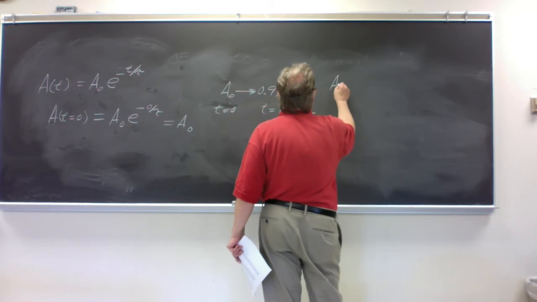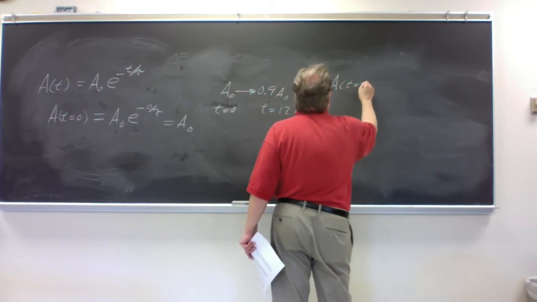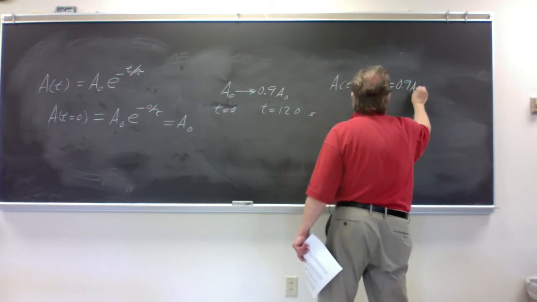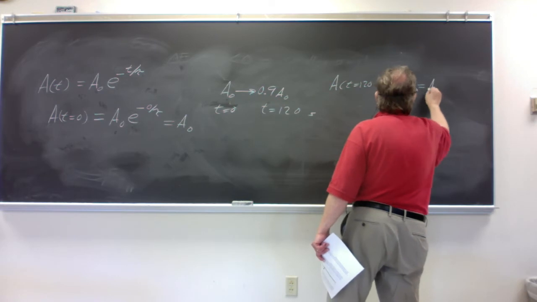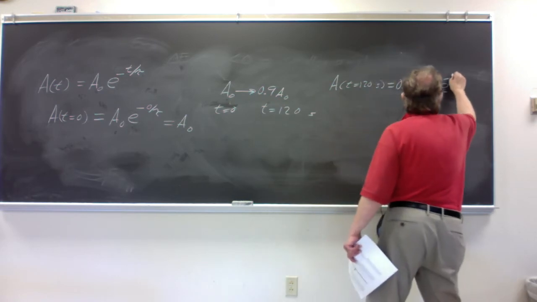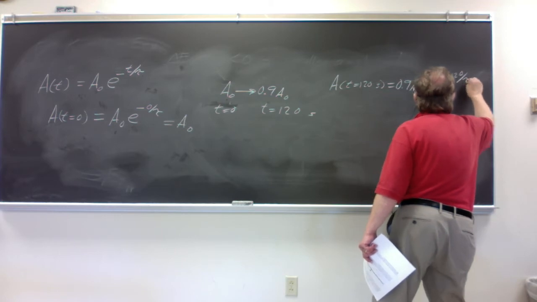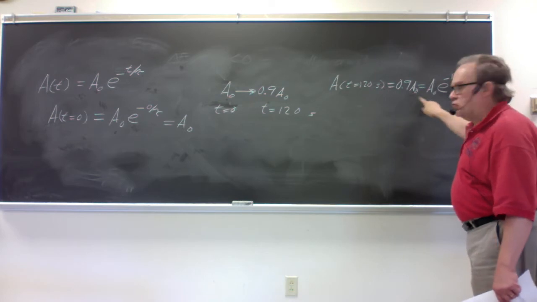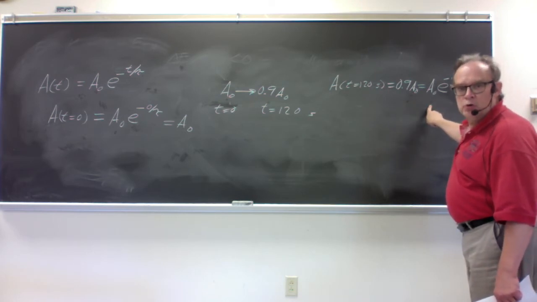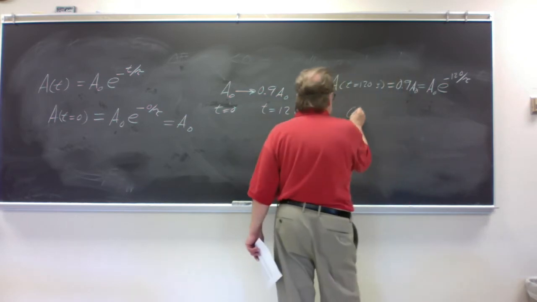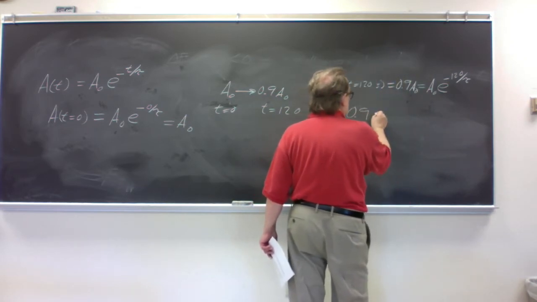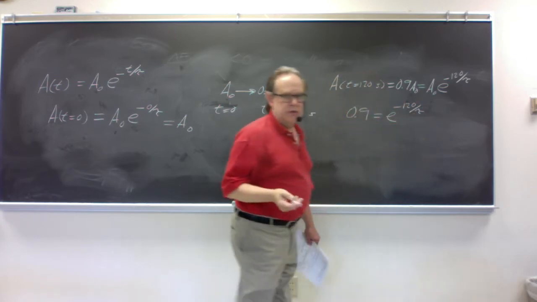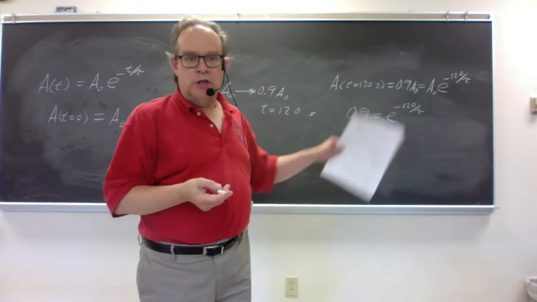So put those numbers into our equation, and A at a time of 120 seconds is just 0.9 A0, and that's equal to A0 e to the minus 120 seconds over tau seconds. Let's simplify this a little bit because we have a factor of A0 on both sides. Just divide the whole equation by A0, and now we've got 0.9 equals e to the minus 120 over tau. We're trying to solve for tau, so somehow we have to get tau out of that exponent.